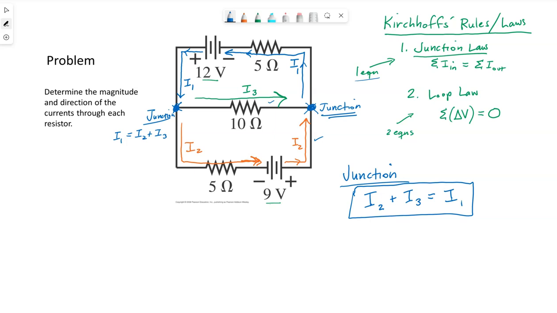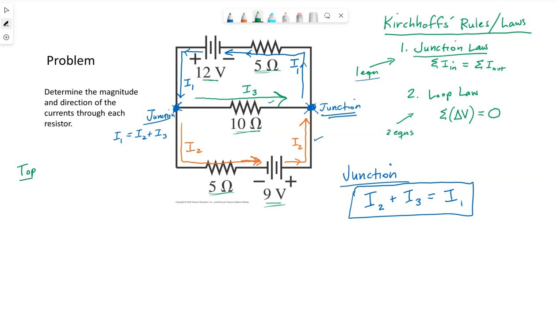Okay, loop law. Technically, there's 3 loops in this circuit that we could do. We could look at just the top loop going around the 12 through the 10 and then the 5. We could do the bottom loop. That would take us through the 10, the bottom 5, and the 9. Or we could do the outside loop, where we go through the 5, the 9, and then the top 5 and the 12.